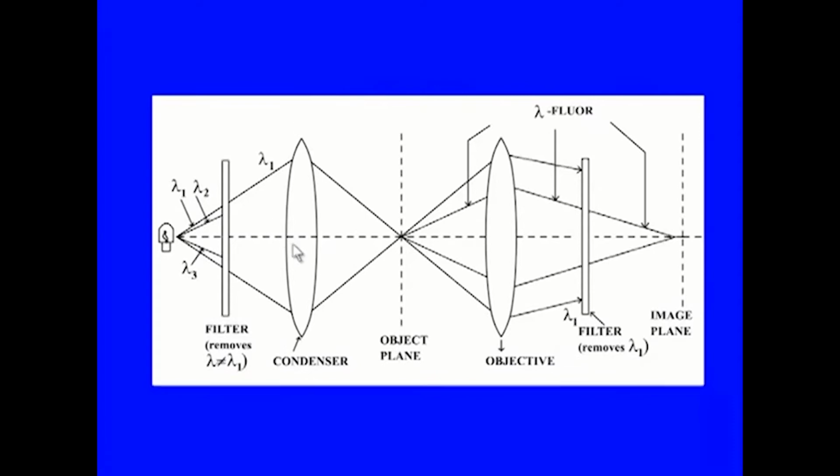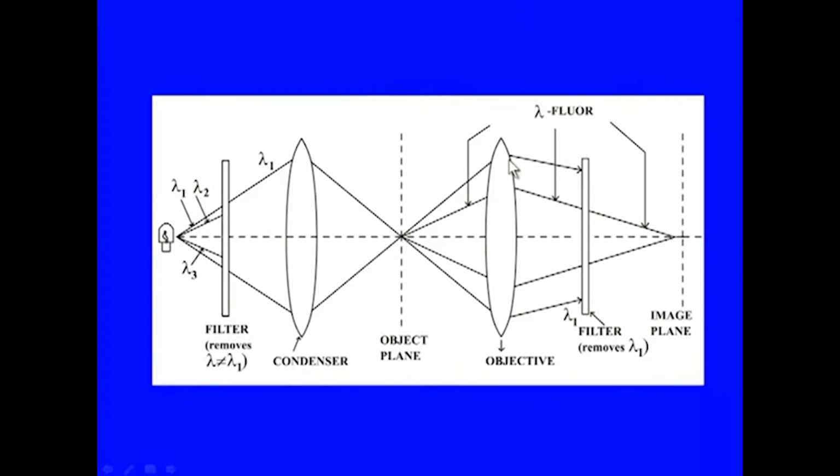Now, this is then passed on to the condenser. The condenser focuses the wavelength onto the specimen plane or object plane. Now, the object has to be fluorescent, that is, it should have a fluorescent substance which could be excited by this wavelength, and so it could emit fluorescence.